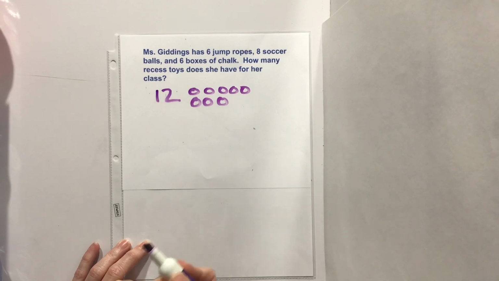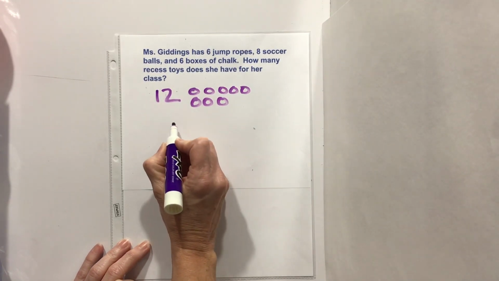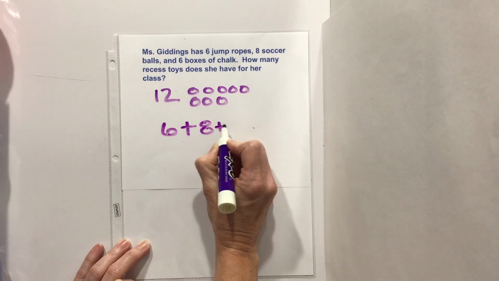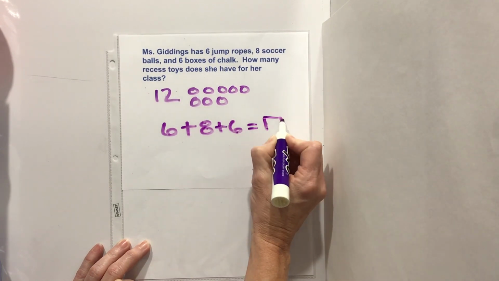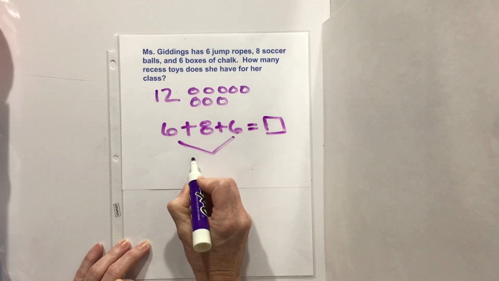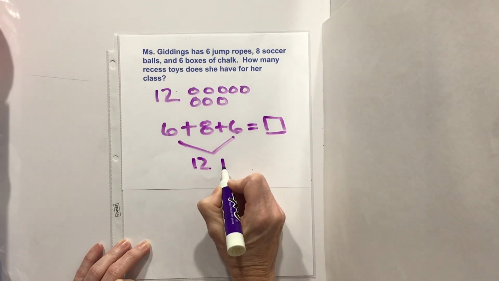We want them to move to writing the equation, something like this. I know my equation is 6 plus 8 plus 6 equals box. I already know my doubles. 6 plus 6 is 12, and I just have to add my 8.